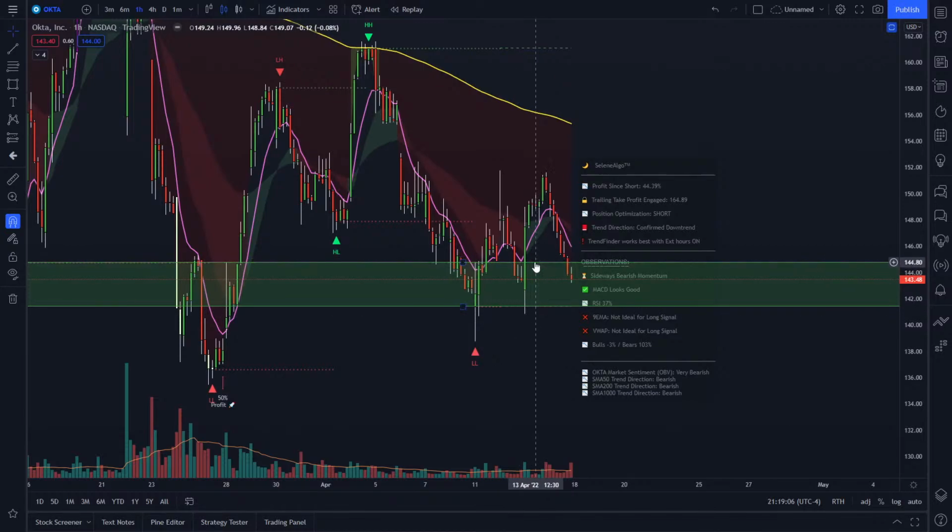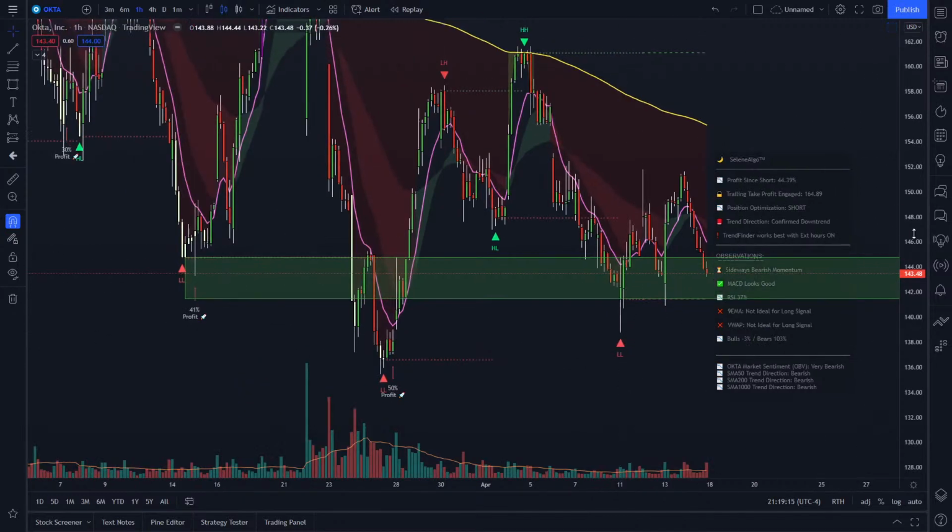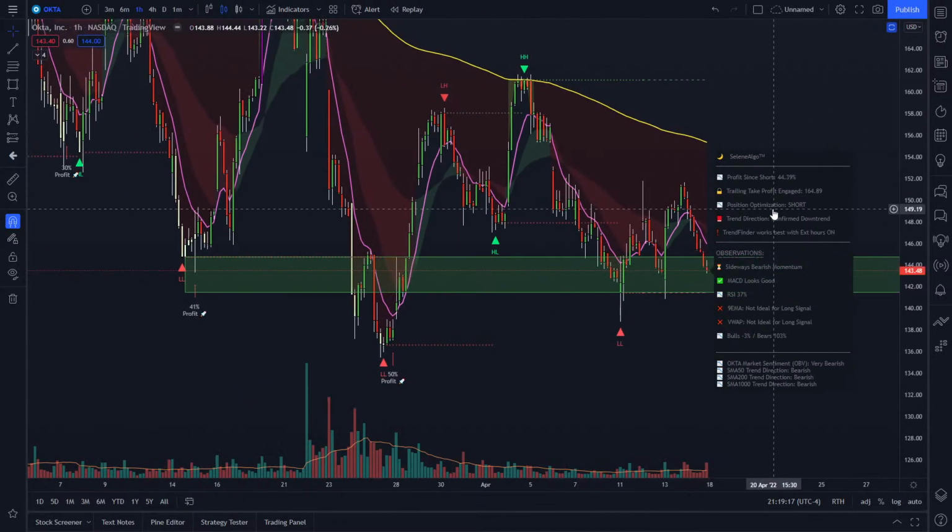OKTA. Box from about 144.80 to about 141.50. Got a support box down here. So if we're above, we're taking calls. If we're below, we're taking puts. Puts down to 136.60, and then calls back to about 150, 152.